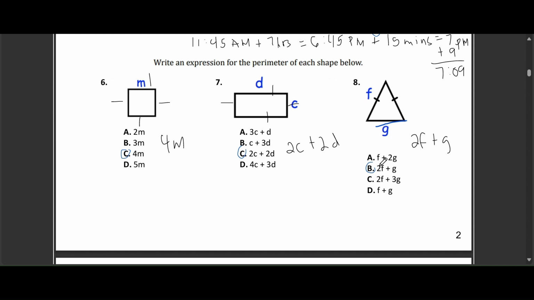B says 2F plus G. That means 2 sides F and 1 side G. That sounds right. C says 2F plus 3G. That's 2 F sides, but way too many G sides. D says F plus G. That's only 1 F side, and we know there are 2. So the correct answer is B, 2F plus G.